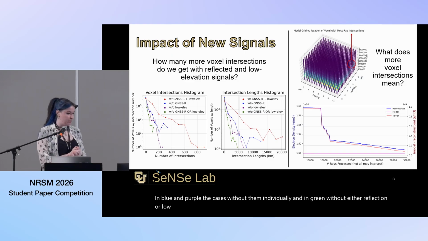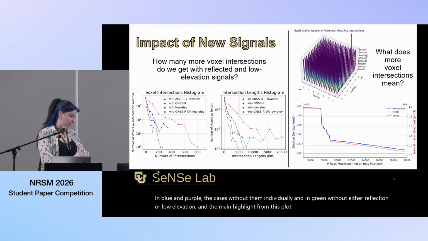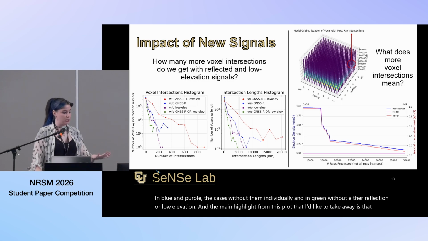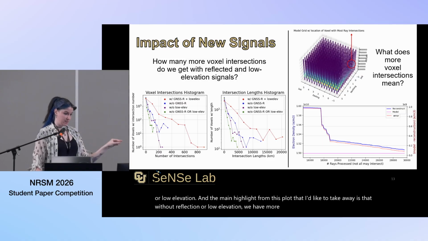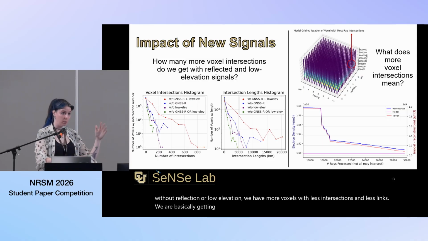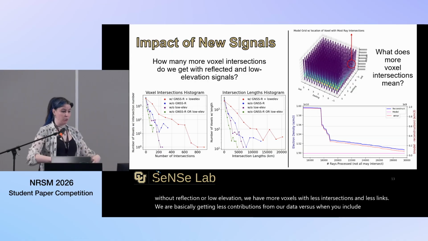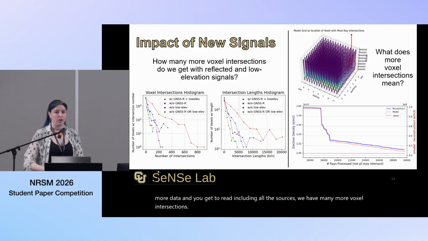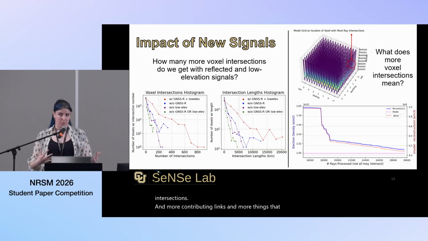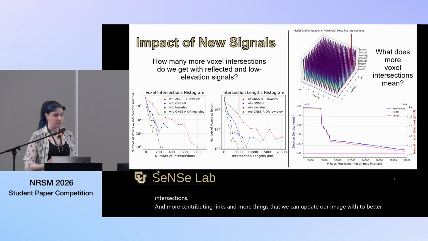The main highlight from this plot that I'd like you to take away is that without reflection or low elevation, we have more voxels with fewer intersections and shorter lengths. We are basically getting less contribution from our data, versus when you include more data and you get to red, including all the sources, we have many more voxel intersections and more contributing lengths and more things that we can update our image with to better reflect the ionosphere.